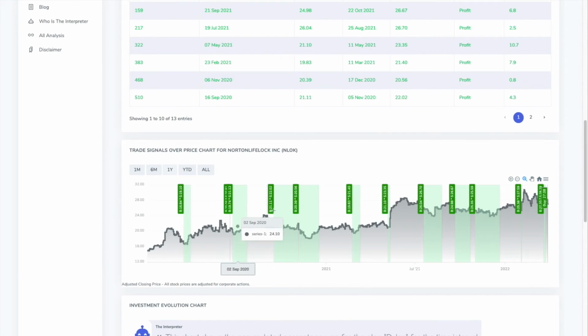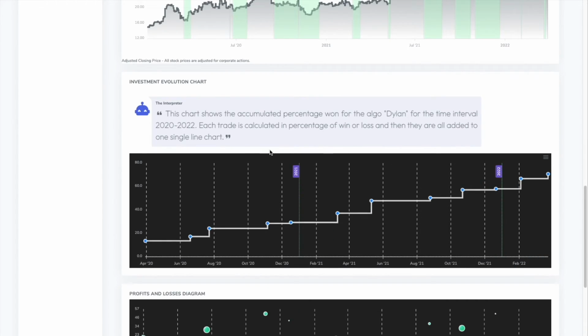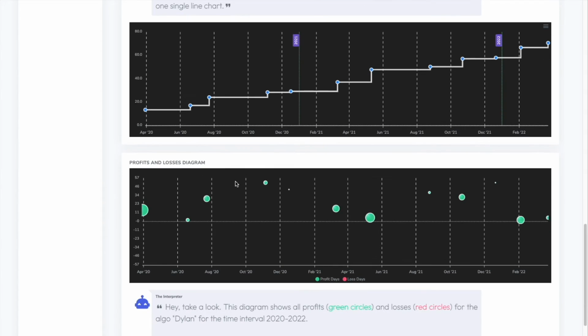Here we have the trade signals over the price chart during that time frame. We see that the very last one is the latest buy signal. Then here is an investment evolution chart showing us the accumulated percentage won for the last 2 years for Dylan. Underneath, we have a profits and loss diagram. The higher the circle is, the longer the trade was, and the bigger the circle is, the higher the profit was. We see the latest trade lasted 5 days and gave us a 4% profit. This is a trade that lasted 2 days and gave us an 8.7% profit.